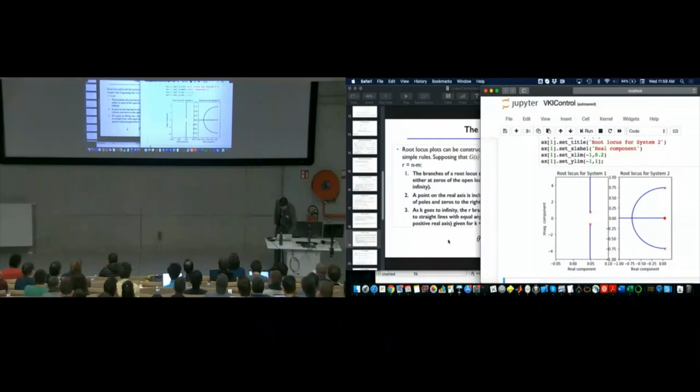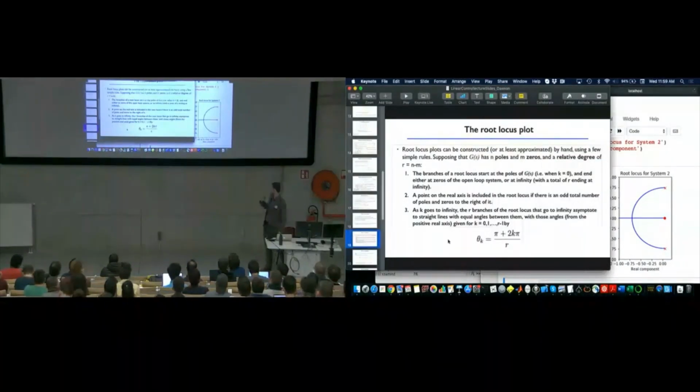And then lastly, as our controller gain goes to infinity, the branches of the root locus, which go to infinity, asymptote to straight lines whose angle with the positive real axis is going to be given by this. And it turns out that the number of these lines that go to infinity is given by the relative degree, which is the number of poles minus the number of zeros of our transfer function.